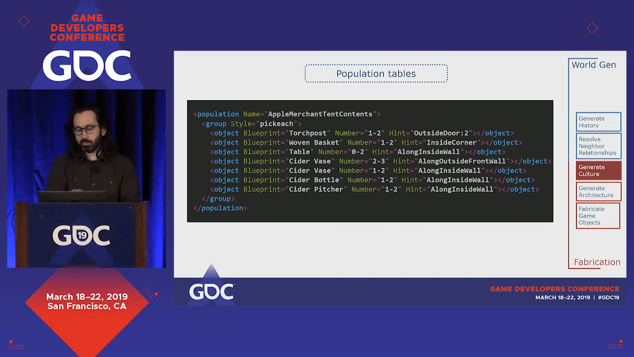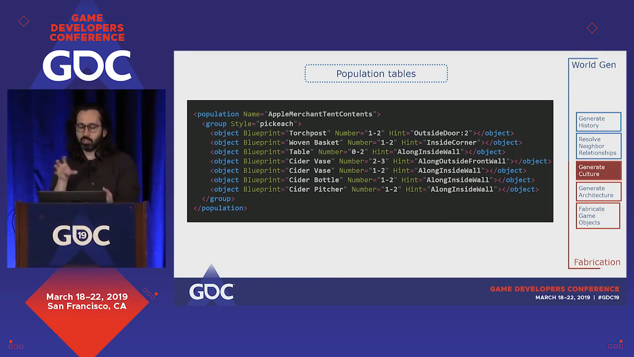We have a torch post, so we say, let's pick one or two of these, and let's put it outside the door. You see :2, that means within radius 2. So near the door, put some torch posts. We see a woven basket, pick one or two, and put it in the inside corner of the room. So this is just some metadata about where we want to place these objects that we can inject into this table.